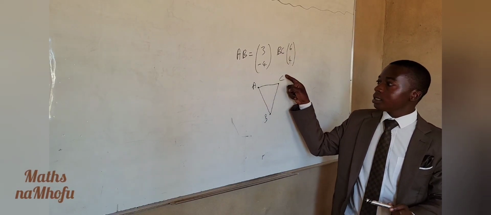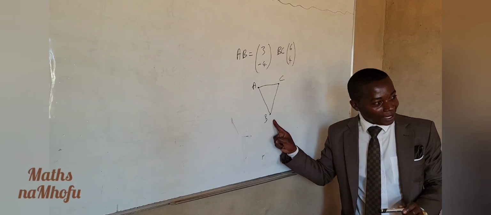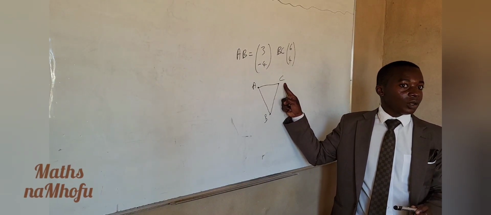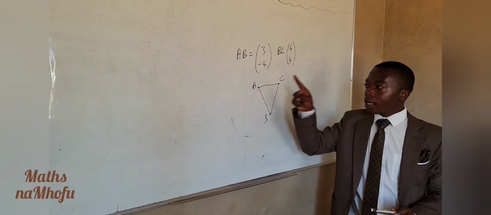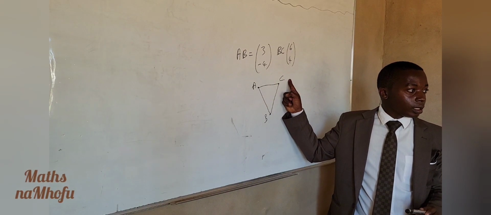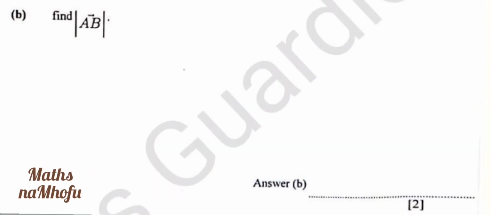For us to get C, in which direction? AB plus BC. I taught you this. True or false? You understand what I'm saying? For you to get AC, AB plus BC. Is that clear? That's how we came up with that formula. Now, let's move on to the next question.